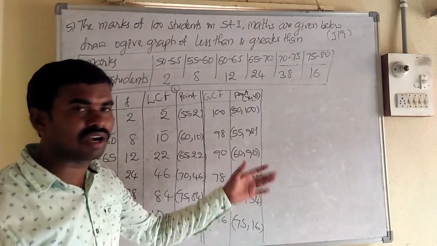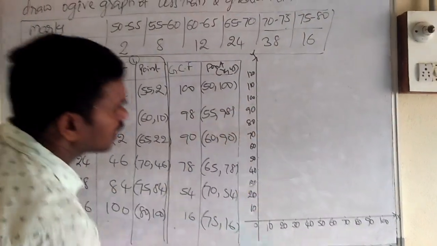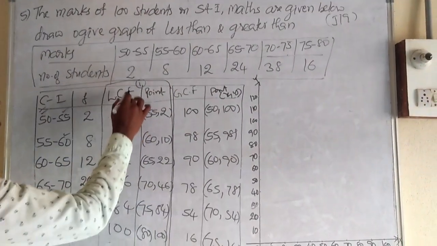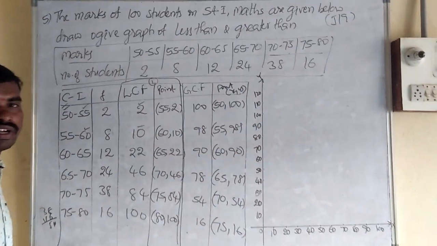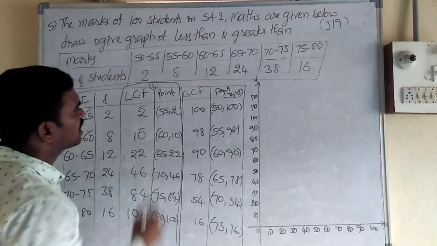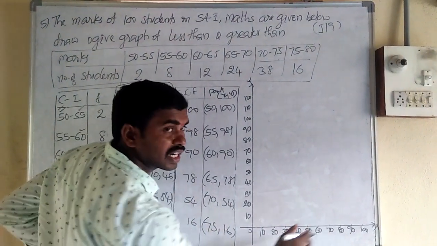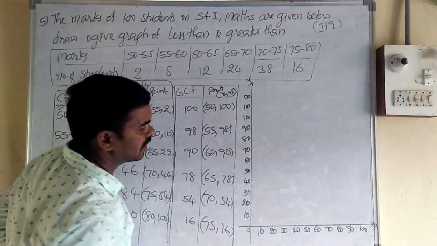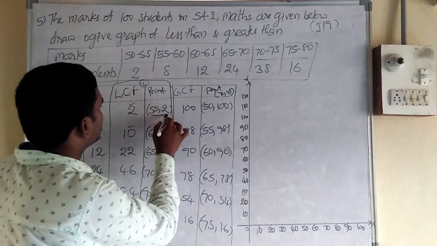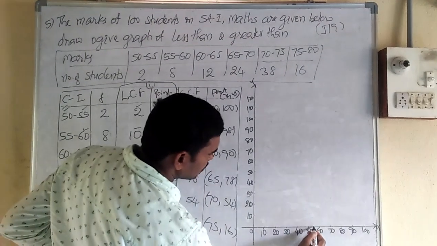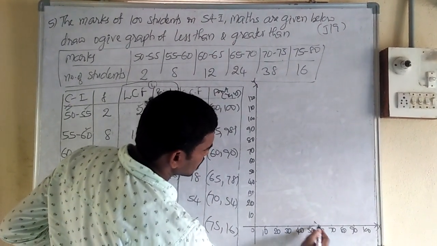So I'm going to take graph sheet. Take any graph sheet. First one is the less than cumulative frequency. First point is 55 comma 2. On the x-axis take 0, 10, 20, 30, every 10 units. On the y-axis also every 10 units. First one is 55 comma 2. 55 means in between, just 2, and 2 is here.